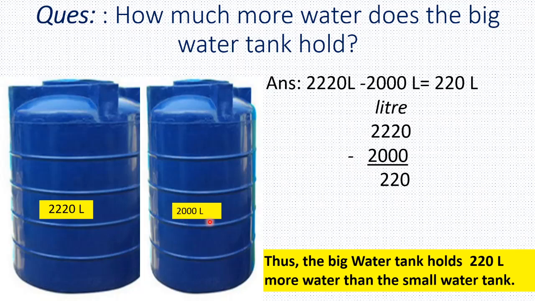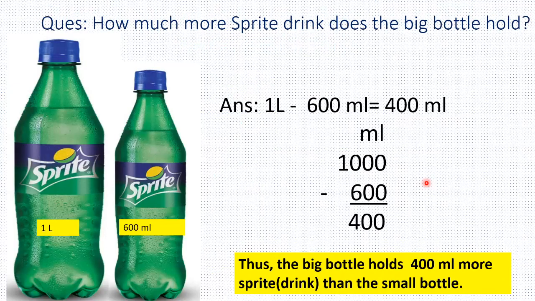So children, first step is to write the unit. You can see here liter is written, here again liter is written. So I have written liter at the top and after that I have written the bigger capacity, that is 2220, and here I have written 2000 smaller capacity. So after subtracting 2000 from 2220, we are getting 220 liter as the answer. Thus the bigger water tank holds 220 liter more water than the smaller water tank. Moving to the next page.